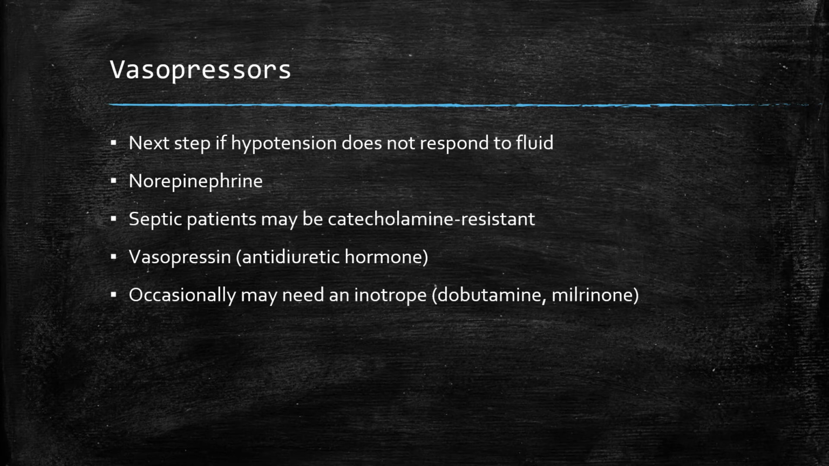If the septic hypotensive patient does not respond to fluid resuscitation, then a vasopressor should be started. Norepinephrine is the initial drug of choice, but it is important to remember that septic patients may be catecholamine resistant. If that's the case, then vasopressin should be added to the regimen. On occasion, the septic patient may also need inotropic support, in which case dobutamine or milrinone are good choices.